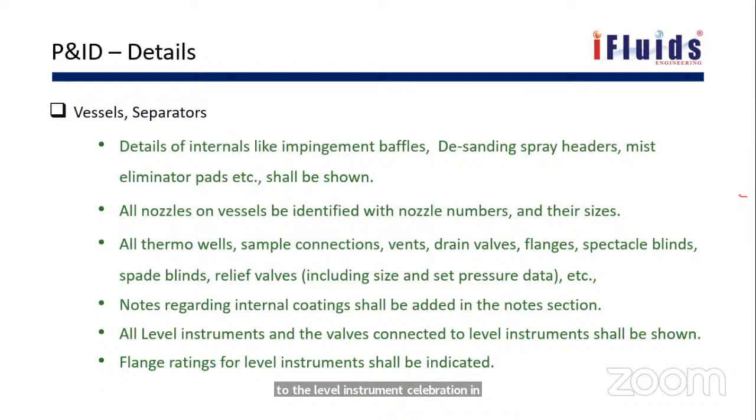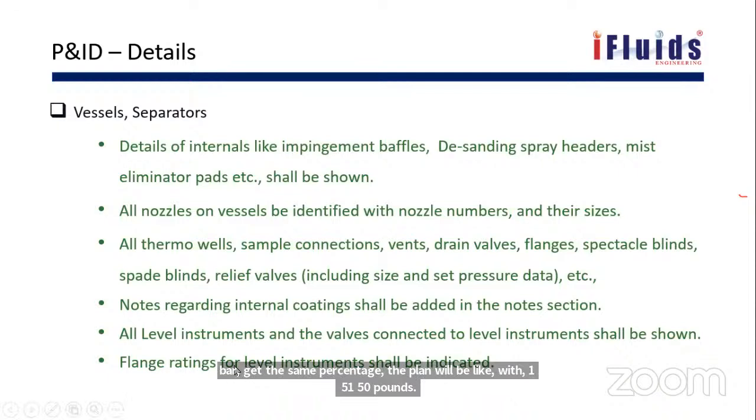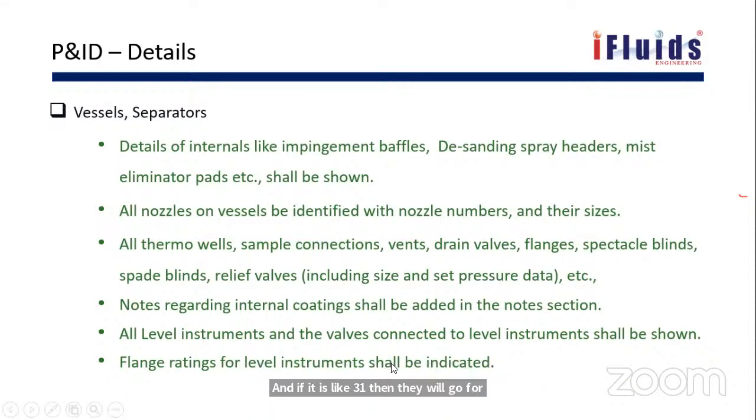And then the flange rating. Based on the operating and design pressure, the flange rating will be decided. For example, if it is a 10 bar gauge design pressure, the flange will be rated 150 pounds. If it is 30 bar, they will go for 300. If it is 100 bar gauge, they will go for 900 to 1500 pounds.